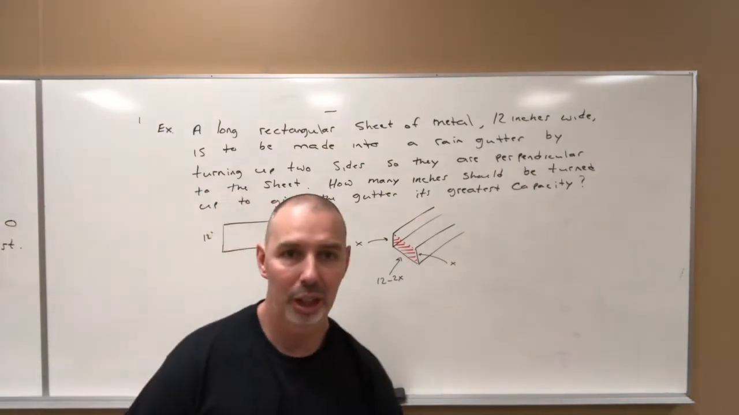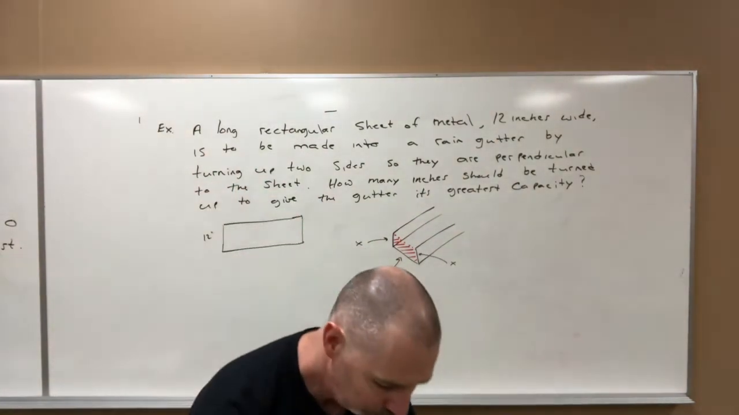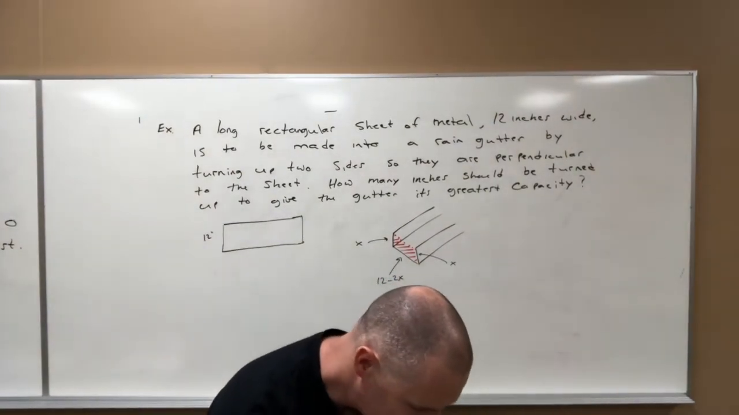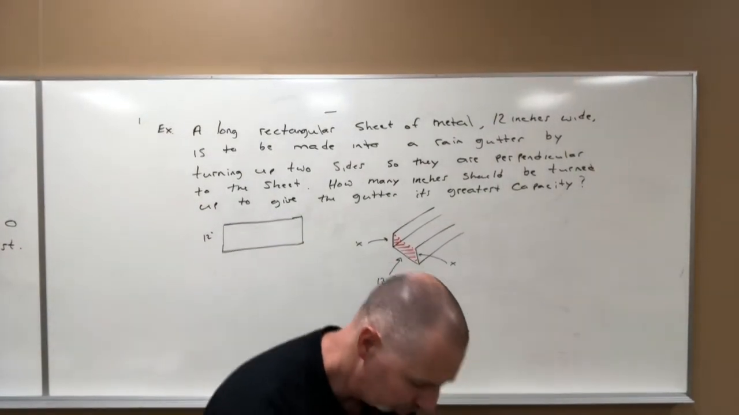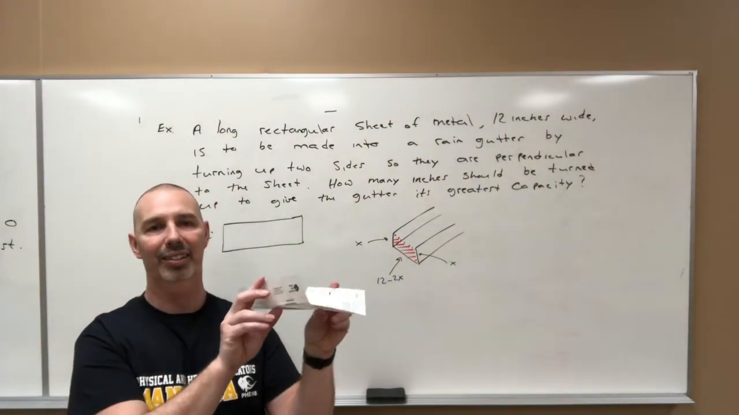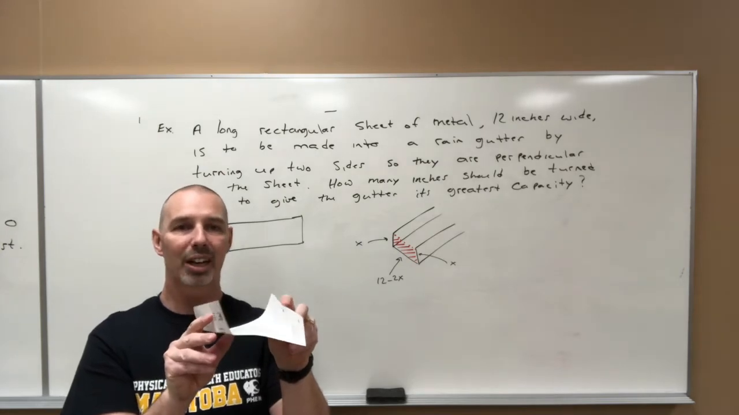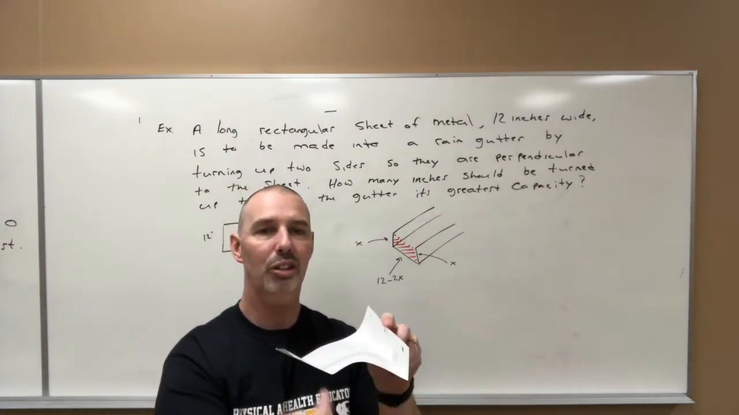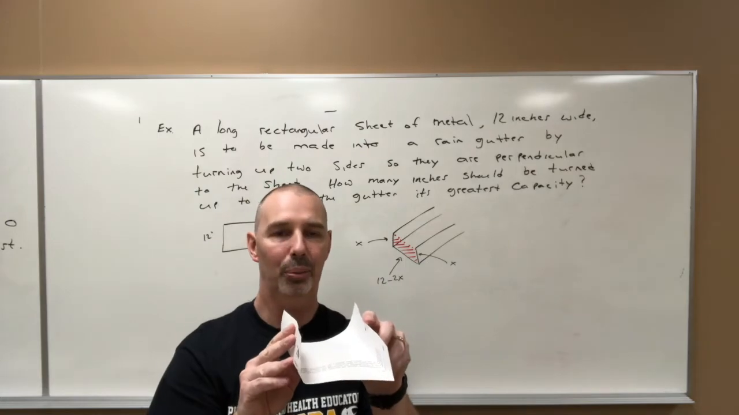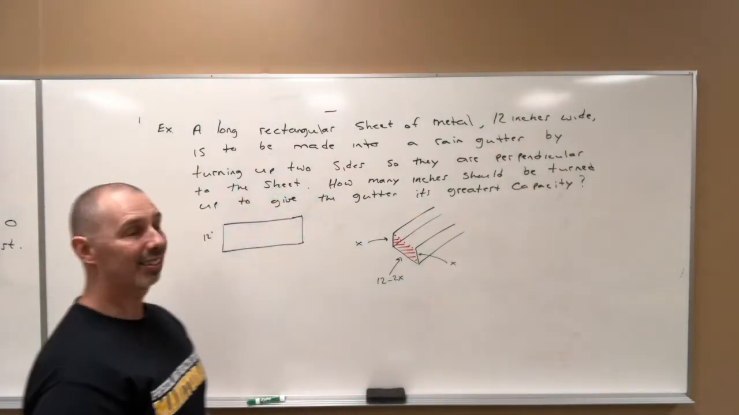And so what we're doing is we're taking a long rectangular thing, we're folding up two sides, creating a gutter that looks something like this. All right, and we want to maximize the capacity of the gutter, which would mean maximizing this cross-sectional rectangle that would be here. And so I've tried to draw that. You get to see a little bit of my artistic skills here.